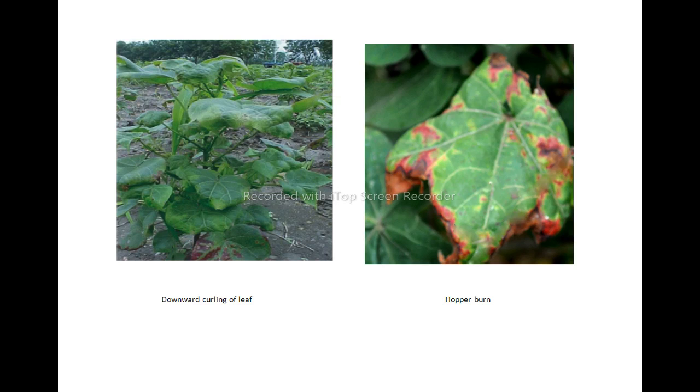In the first picture we can see the downward curling of the leaf, and in the severe infestation, in the second picture, we can see the burning appearance on the margins.